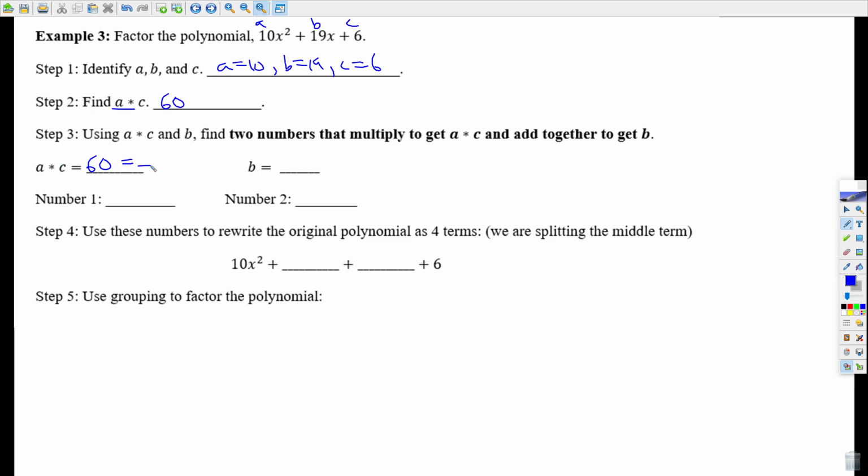So if you want to do that little shortcut we did before, that's fine. Multiplying to get 60. And we're going to add to get 6. Something plus something. So let's see if you can figure that out. Oh, wait. Why did I put 6 there? Our B value is not 6. It's 19. There we go. So see if you can figure out what that combination would be.